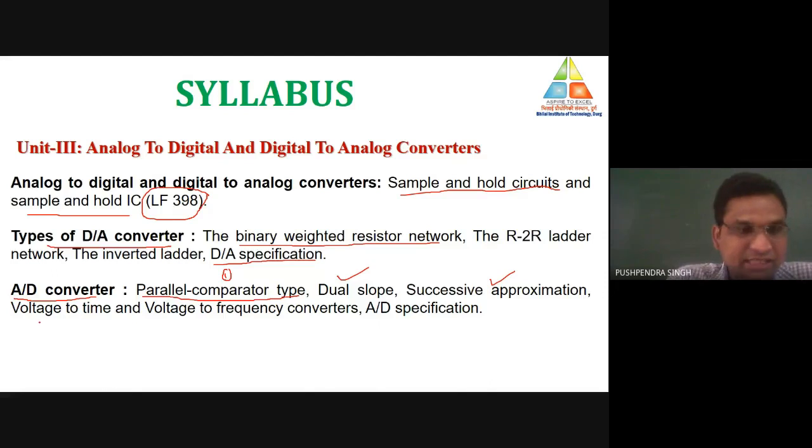Then another one is voltage to time and voltage to frequency converter. So mainly in analog to digital converter, we will discuss 5 different kinds of the ADC: parallel comparator, dual slope, successive approximation, voltage to time, and voltage to frequency converter. And at last, we will discuss the specification of this analog to digital converter. So these are the topics basically we are going to cover in unit number 3.